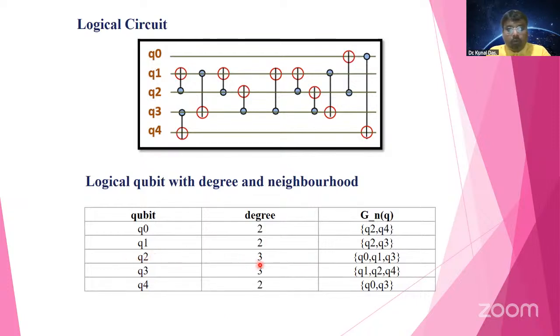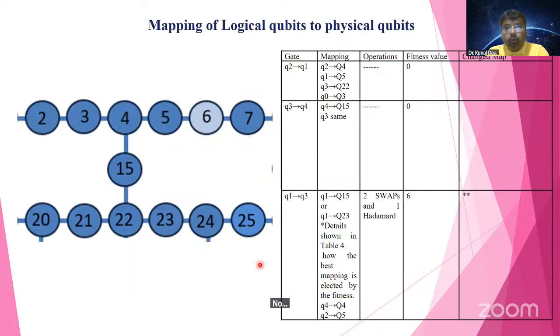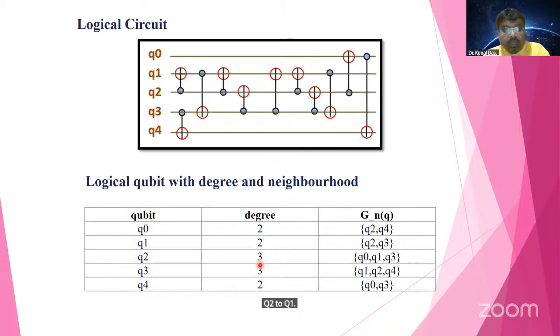Now Q2, so Q2 initial mapping in a gate Q2 to Q1. Here is Q2 to Q1, first one, Q2 to Q1, this one.